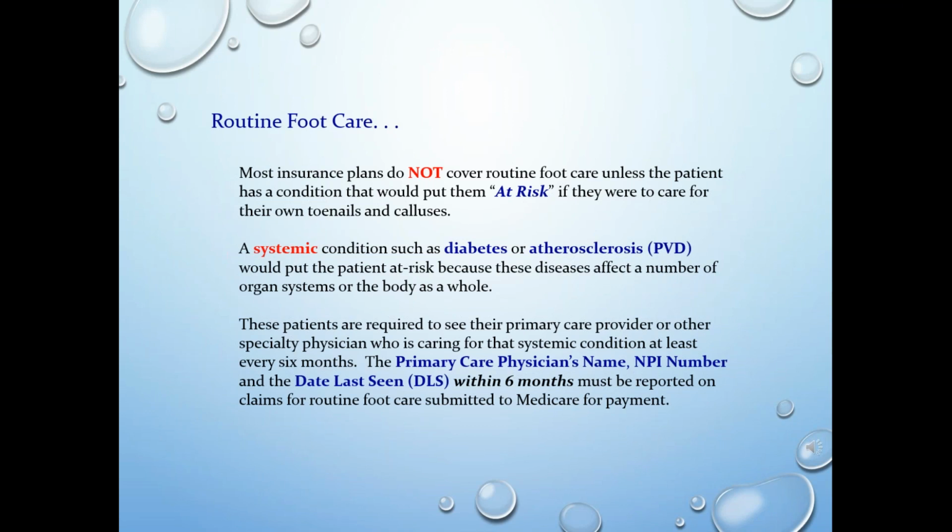Systemic conditions such as diabetes or PAD, PVD would put that patient at risk and would qualify them for that care. It's very important that you do your best to work with your patients to make sure you have their primary care physician's name. You can look up through TRAKnet. You can search for doctors' NPI numbers if that's needed. And then you must have that date last seen within 6 months in order for that claim to be properly adjudicated for that at-risk foot care, especially by Medicare. So making sure you have the primary care's name, the NPI, and the date last seen within 6 months is paramount in order to getting that covered.